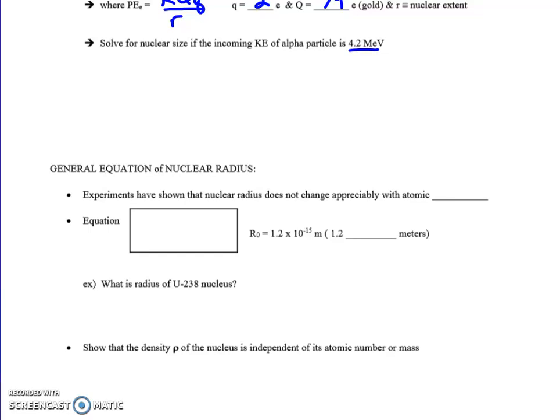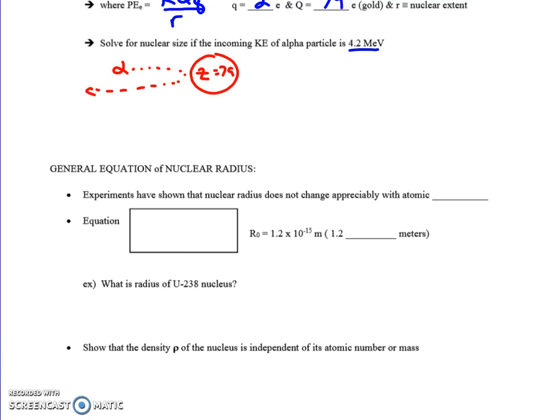So let's pick up where we left off in class discussing the extent of the nuclear radius. We were doing a derivation where we had a low energy alpha particle coming in and being stopped by a large Z nucleus, gold, and it slows down, turns around, and its kinetic energy is converted to potential. You had the equations up there.